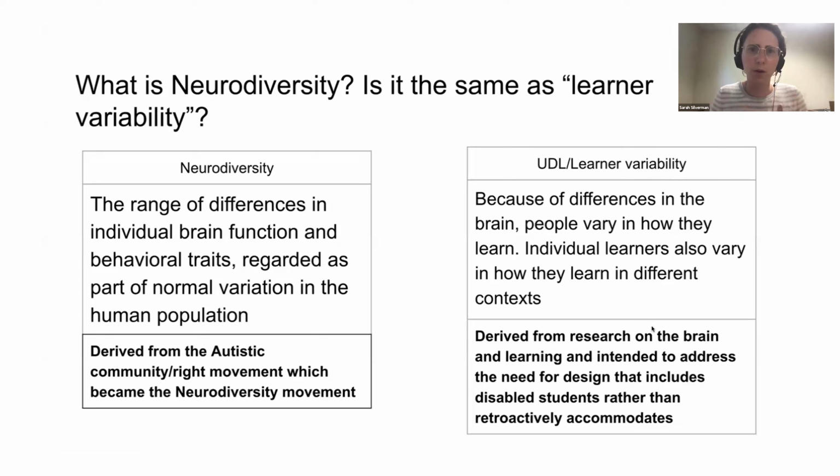So I think that we've correctly captured that they're similar in that they emphasize variability and diversity rather than a norm or a default. And now we're just going to explore a little bit more about where neurodiversity comes from and how that can help us understand the overlaps with UDL.